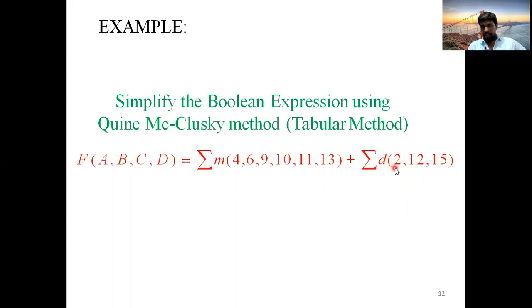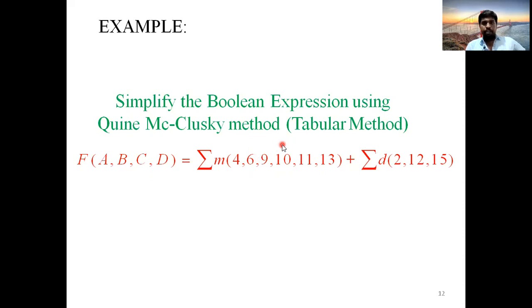It means that 2, 12, and 15 are your don't care cells. 4, 6, 9, 10, 11, and 13 are your SOP terms. Now see the previous model and today's model. This small change will occur only at the last step, the prime implicant chart step. We will find the difference there. Until that step, the process will be the same.